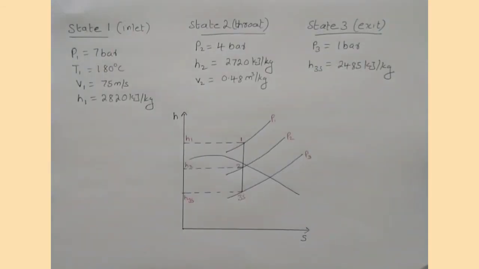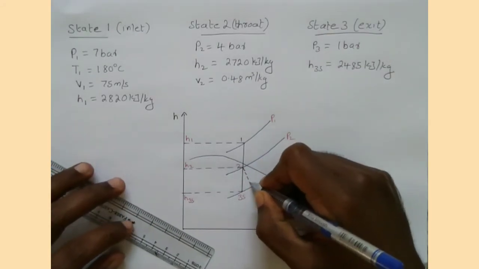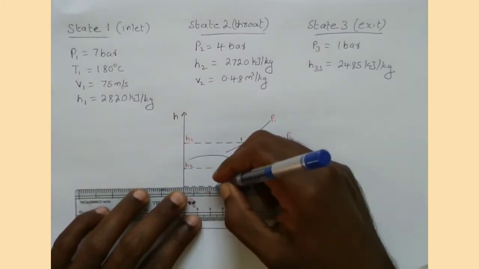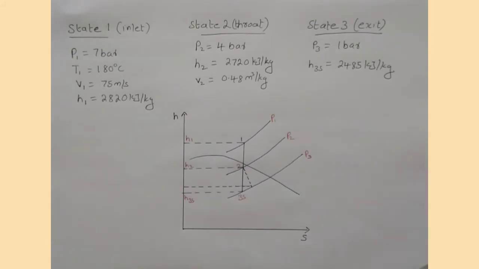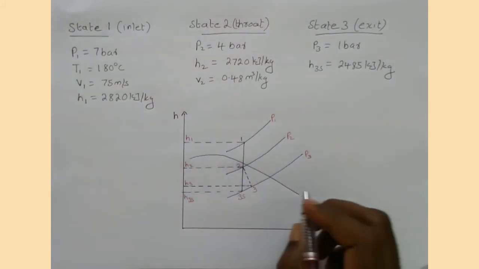Now we are going to complete the HS diagram. We have to mark process 2 to 3, where 3 is the actual exit point of the nozzle. Pressure at 3 and 3S remains the same, which is P3. Enthalpy H3 and enthalpy drop delta HF are also marked.